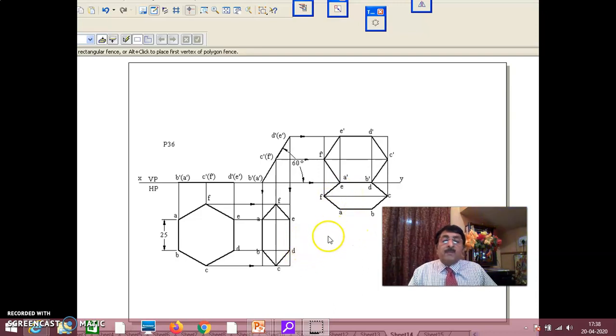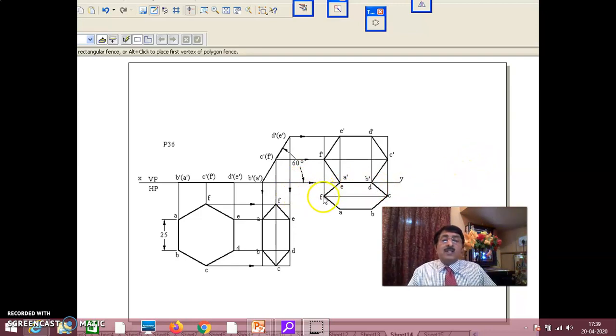But in this problem, since they have given opposite edges lying in VP, I put DE on XY line. That is why the opposite edge is lying on VP. In that way, you have completed this problem. That is hexagonal lamina of size 25, edge on HP, surface inclined at 60 degrees to HP, opposite edge lying in VP. Draw projections in this position.